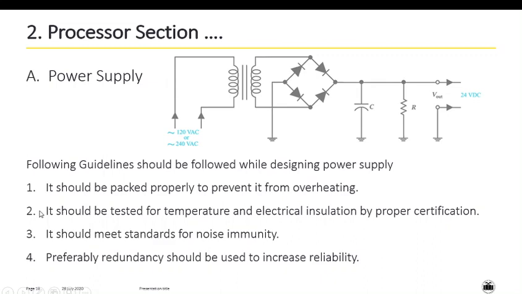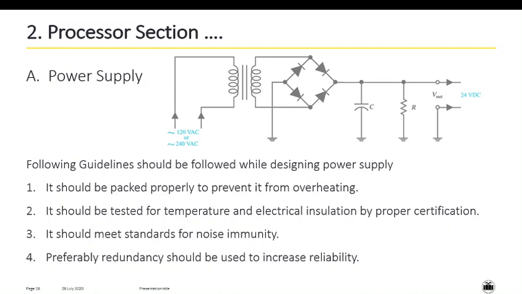The second thing you should take care of is that it should be tested for temperature and electrical insulation by proper certification. This is mandatory. You should go for some ISO or ISI kind of certification, just to ensure that your power supply works very well at all temperatures, and the electrical insulation is very good. The third guideline is that it should meet the standards for noise immunity. And the last one, preferably redundancy should be used to increase the reliability.